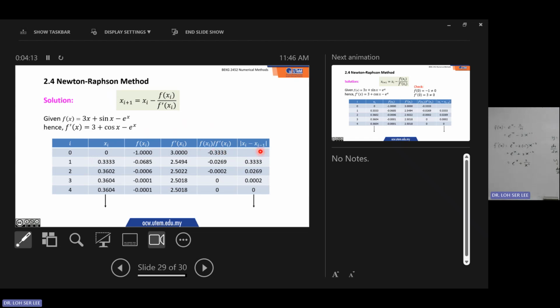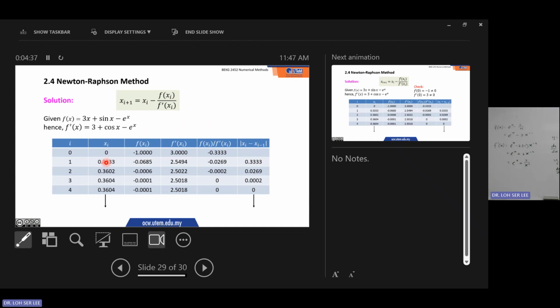There's no error for the first one if you use this stopping criteria, because we need to find the difference between this one and the previous one. There's no previous one, so there's no error for the first row. Then to get the new x, we use this minus the ratio. Minus minus, you get a plus. That's why you get a positive 0.3333.